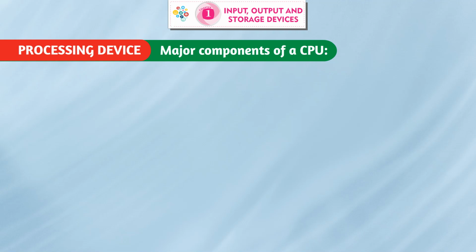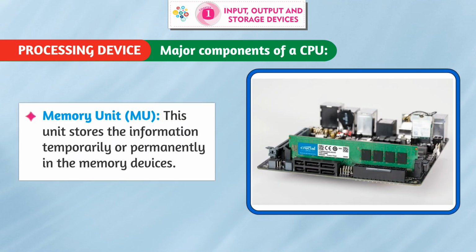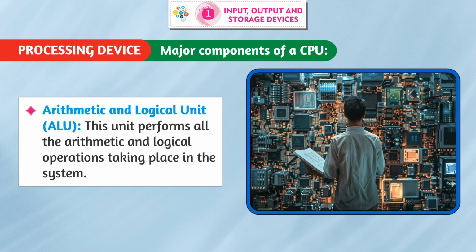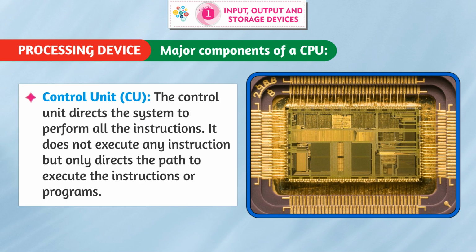Major components of a CPU. Memory unit, MU. This unit stores the information temporarily or permanently in the memory devices. Arithmetic and logical unit, ALU. This unit performs all the arithmetic and logical operations taking place in the system. Control unit, CU. The control unit directs the system to perform all the instructions. It does not execute any instruction but only directs the path to execute the instructions or programs.